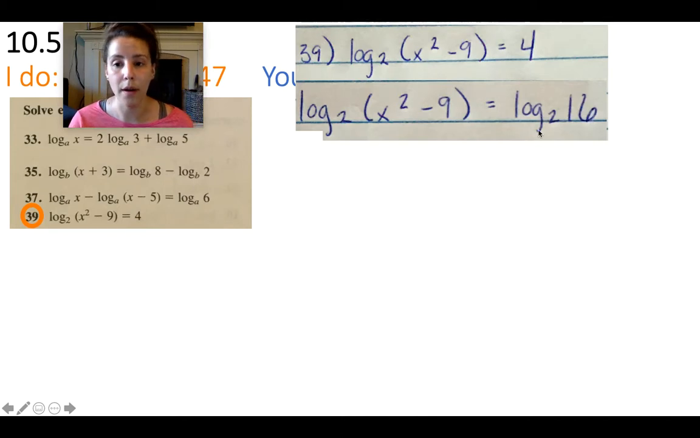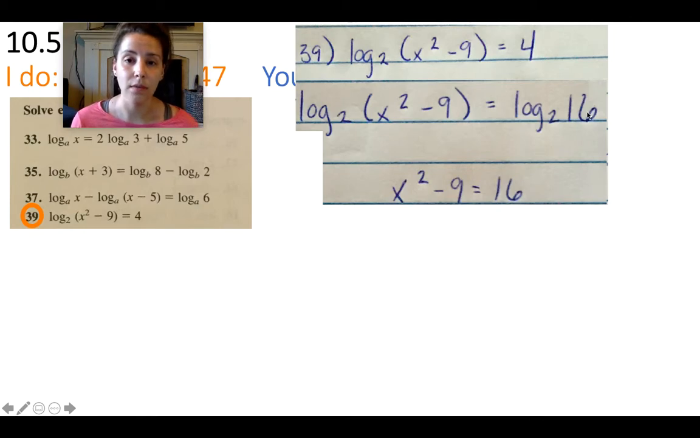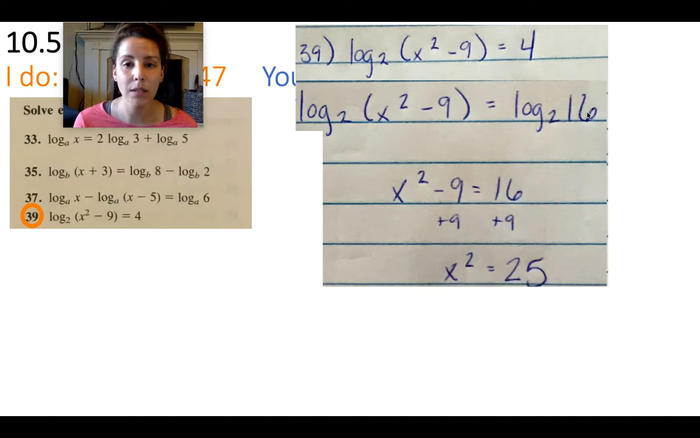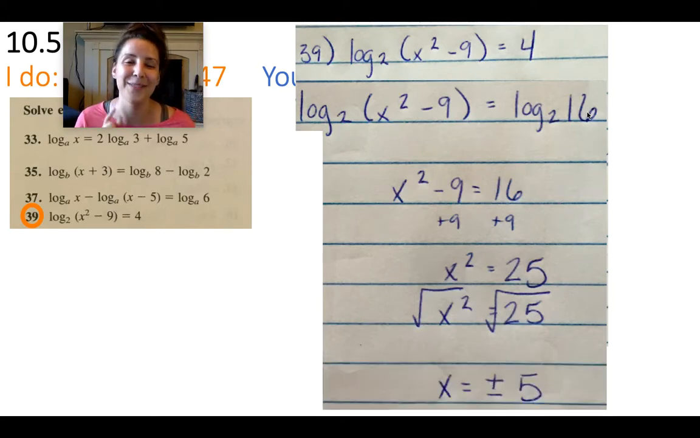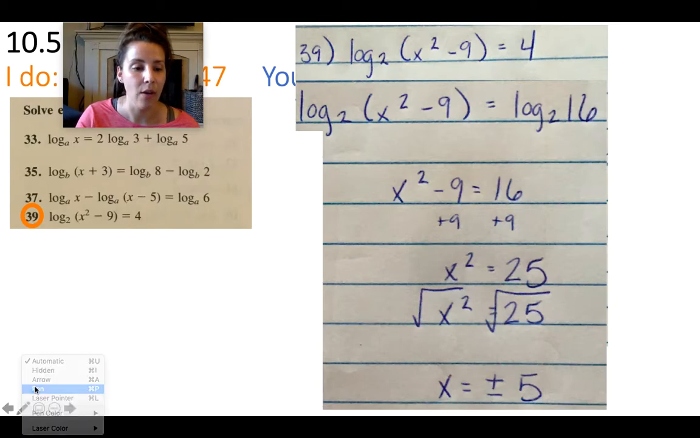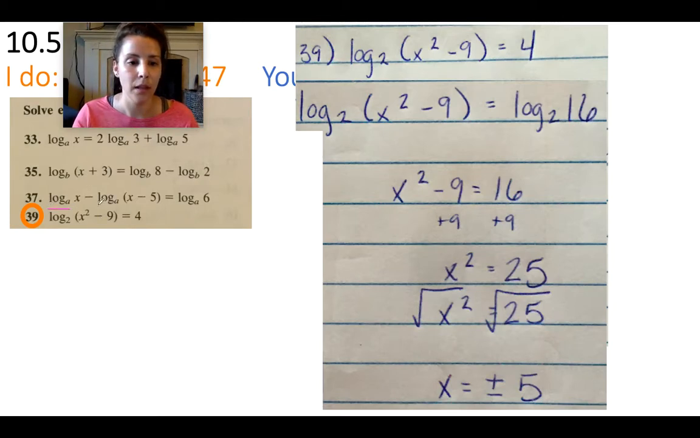Now that they're both log base 2, I can set these two things equal to each other, and we can go ahead and solve. So the first step is we're going to add 9 to both sides, and we get x squared equals 25. And then we're going to square root both sides, and x is equal to plus or minus 5. This has 2 answers. 5 works and negative 5 works. So that's where these get tricky: if they don't have all the same logs, you have to create the same logs. That's where those problems get hard.